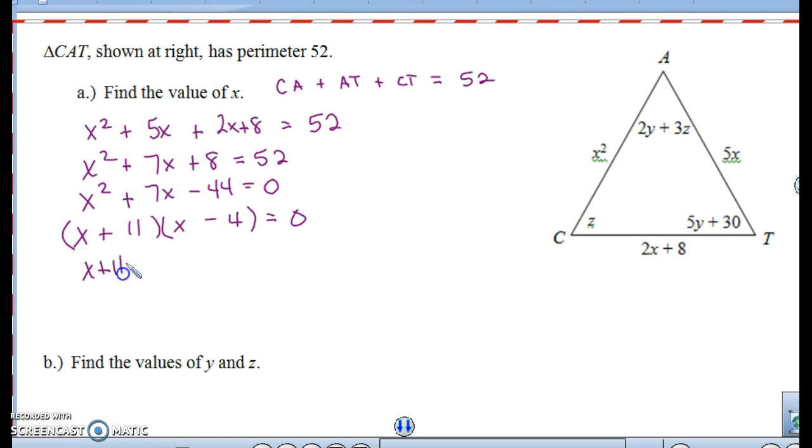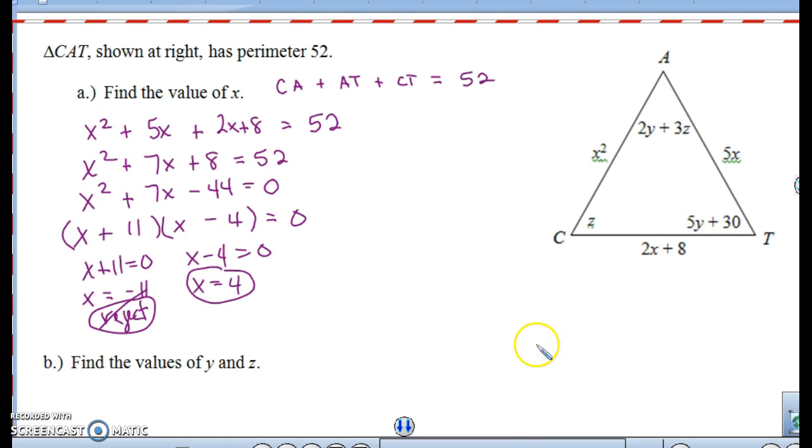Set the factors equal to 0. And x is equal to negative 11, and x is equal to 4. Now remember, these are sides of a triangle. So can x equal negative 11 and plug it in here? No, that's going to give me a negative length. So I actually have to reject this solution. So the value of x is x equals 4.